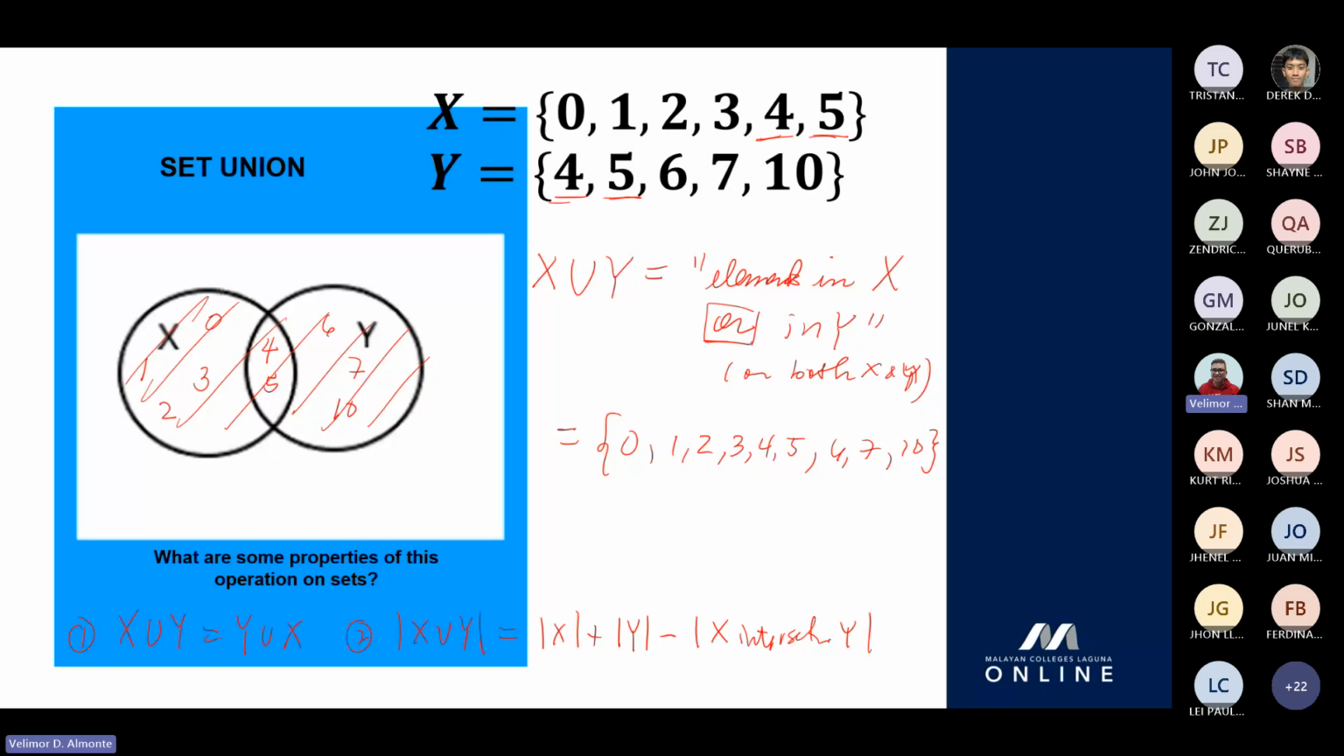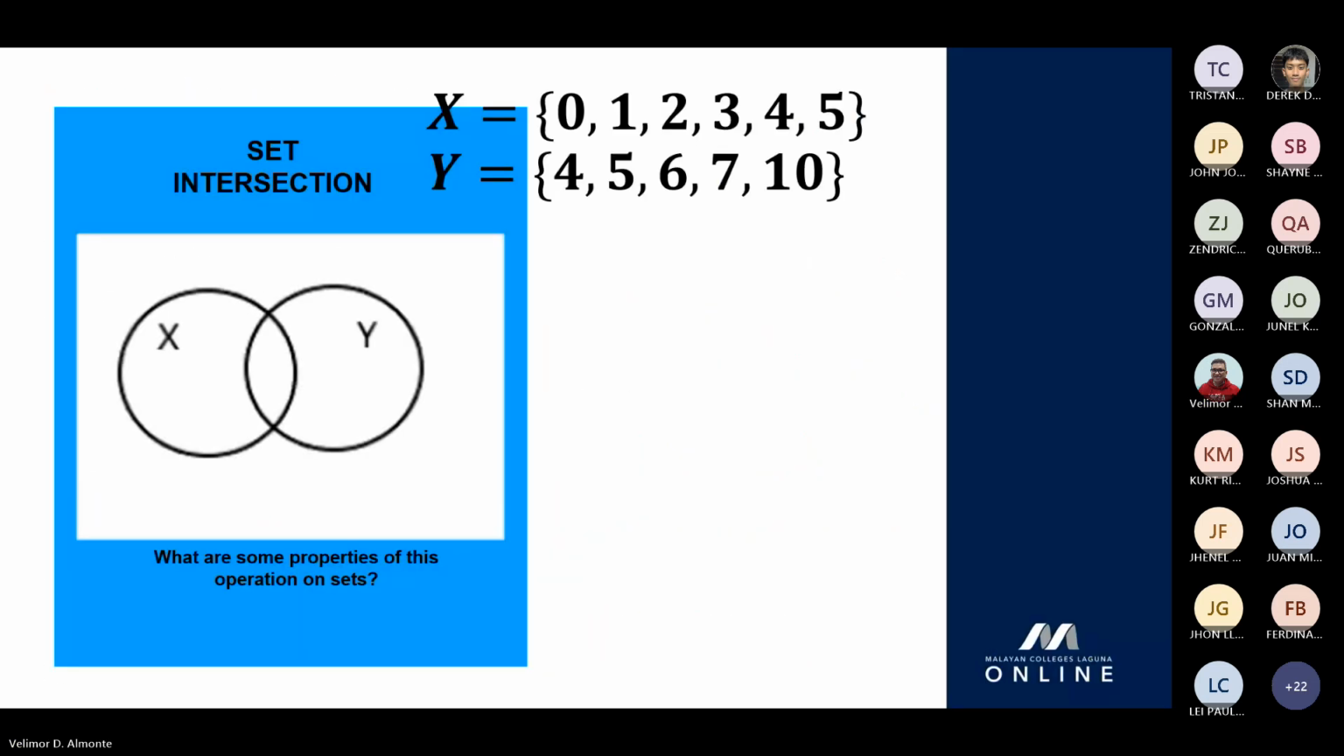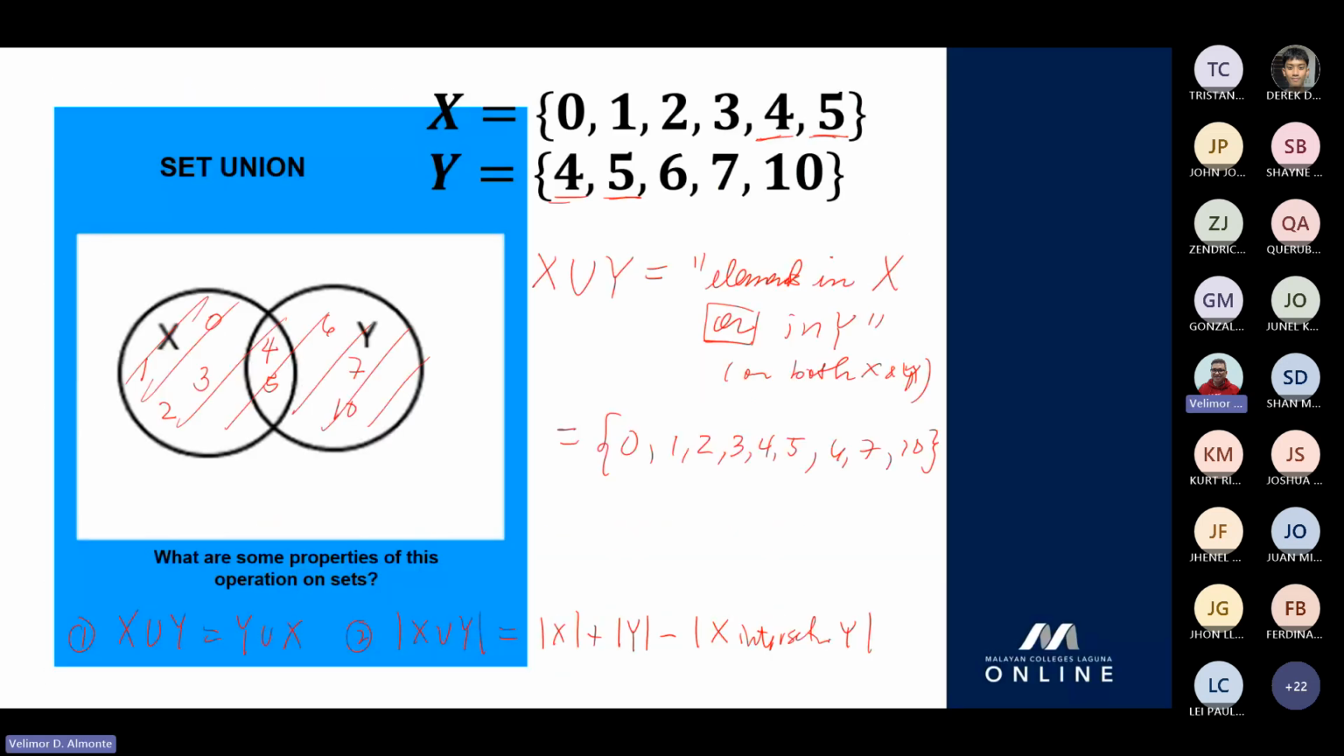So what is intersection? The intersection is, okay, there's a symbol, the elements in X and in Y, common to both. So in this case, the set containing 4, 5. Okay, let's go back. Take note that in this case, the cardinality of X is 6. The cardinality of Y is 5.